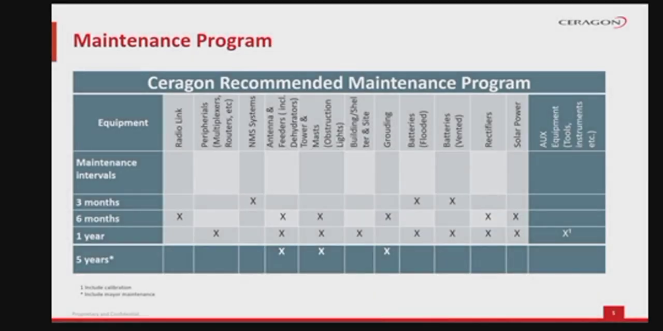The schedule shown on the screen is the Ceragon recommended preventive maintenance program with the time interval between visits. As we mentioned before, only equipment applicable for the specific location or installation type should be considered when following the recommended maintenance activities and procedures described in the Ceragon and third-party user manuals. Please observe what should be taken into consideration for maintenance every 3, 6, 12, or 60 months.